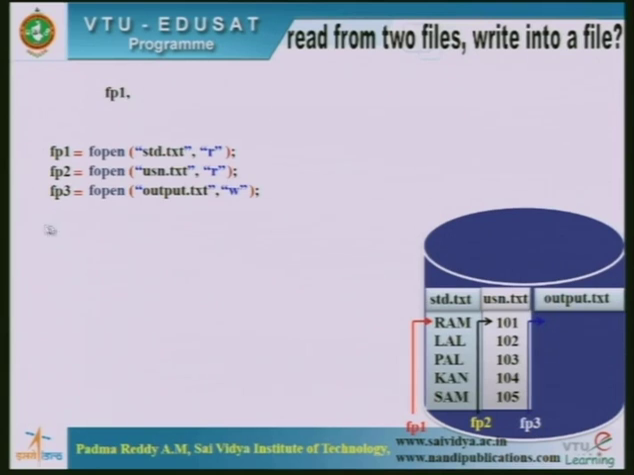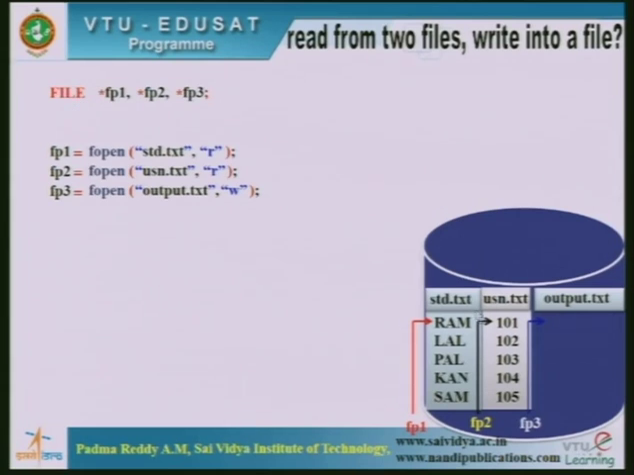So how many variables are there? Three variables are there: fp1, fp2, fp3. Now let us declare FP1, FP2 and FP3. FP1 is a pointer, FP2 is a pointer, FP3 is also a pointer. All of them are pointers to what? A FILE. And the declaration of FILE is available in stdio.h.